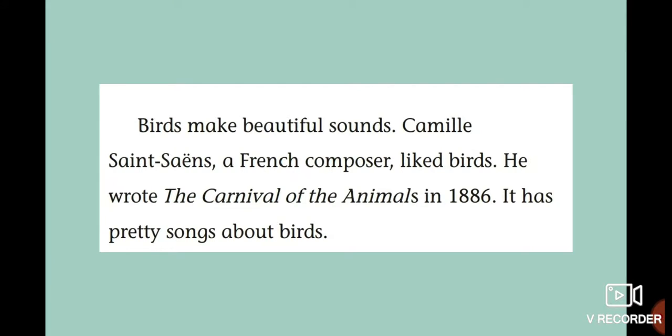Birds make beautiful sounds. Camille Saint-Saëns was a French composer. He wrote The Carnival of the Animals in 1886, and it has pretty songs about birds. This composer wrote different songs, but in this case we talk about only three. He liked animals, specifically the birds, and for that reason he wrote The Carnival of the Animals in 1886.